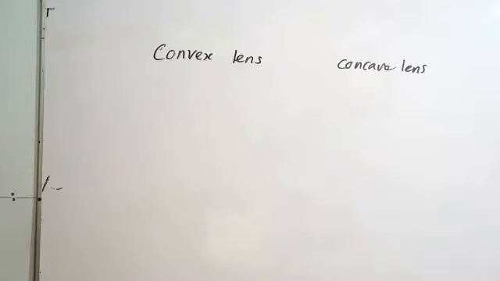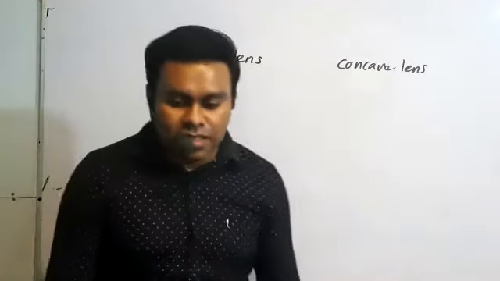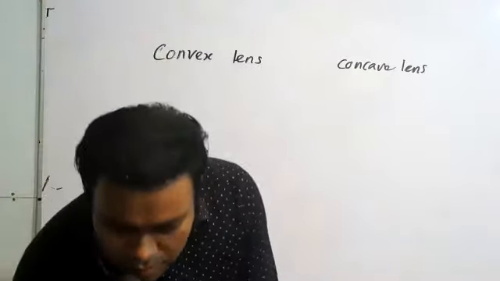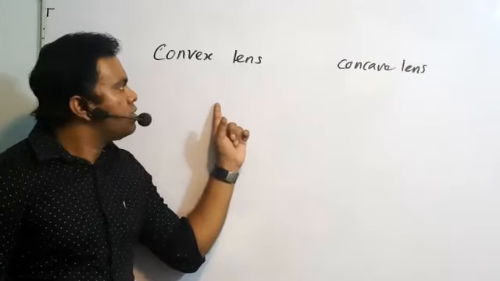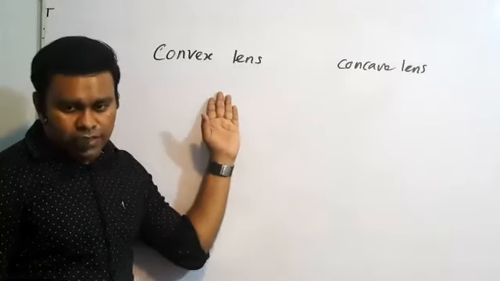Eye lens is a convex lens. Can you tell it again? Okay. Out of the 2 types of lenses, eye lens is a convex lens.